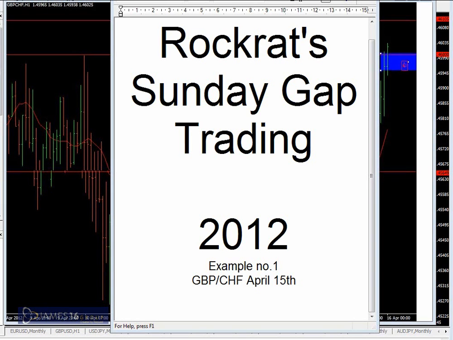Hi, this is Rockcraft here, and I'm going to give you a little bit of an example of a typical Sunday gap trade on the Forex. One which happened last week, and I think is a typical example of how Forex trading using the Sunday gaps typically plays out. It was a perfect example, and that's the reason why I'm going to use it.